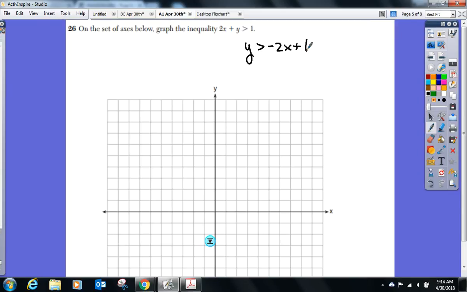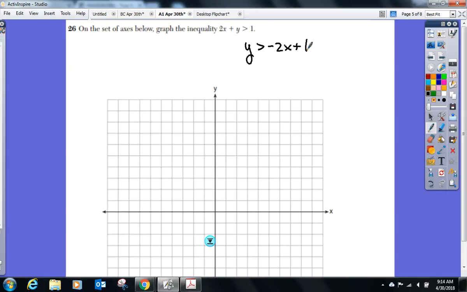Again, please just graph points. That's all I'm looking for right now. Some of you may know what's coming up. Some of you may not. Make sure you have a straight edge available right now.